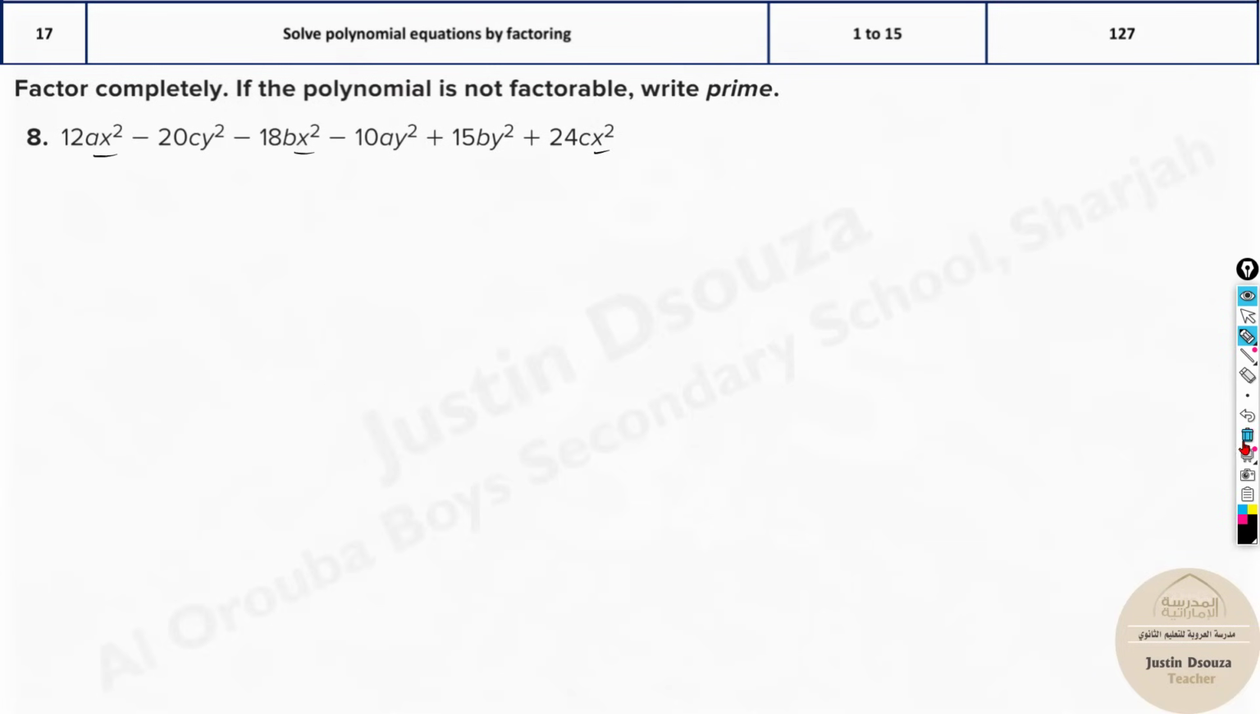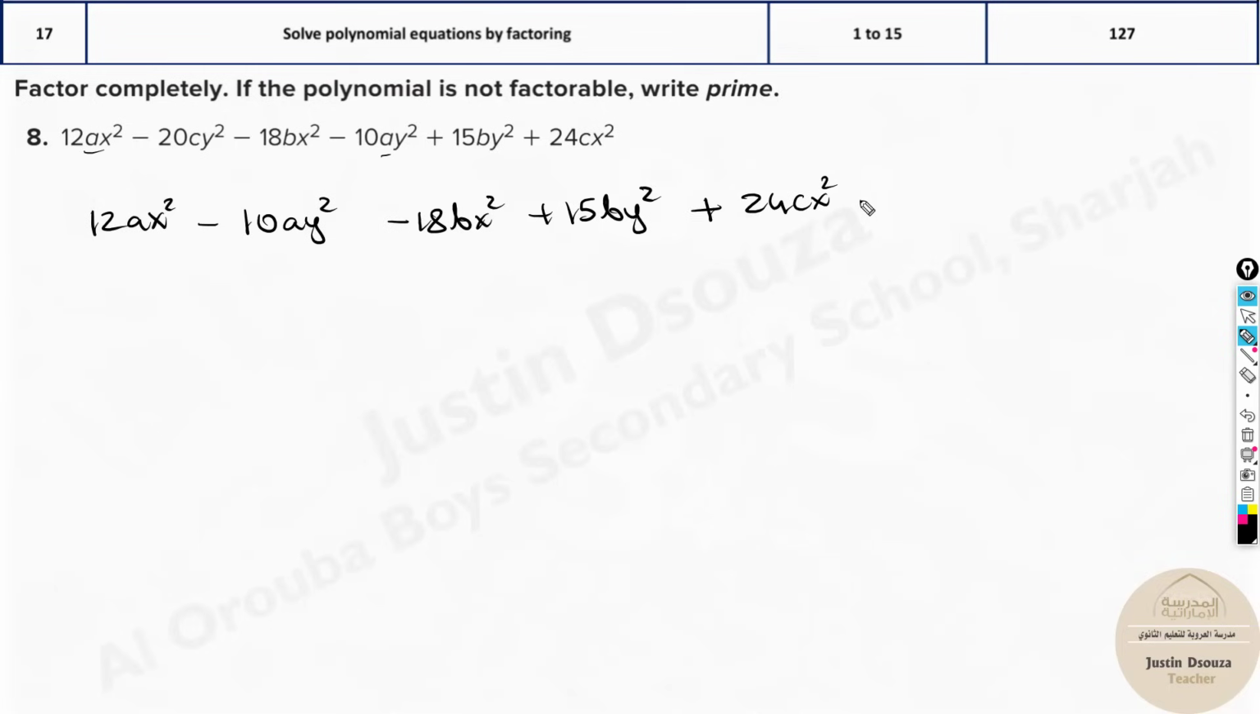Okay, how about I'll change it now? Now I will go with a, b, and c's. So let me write a's together. It will be 12a x squared minus 10a y squared. Then let me write b's next, minus 18b x squared. And then we have, where is b? Over here. Plus 15b y squared. And lastly with c, I'll write this first because 24c x squared is first, and minus 20c y squared.